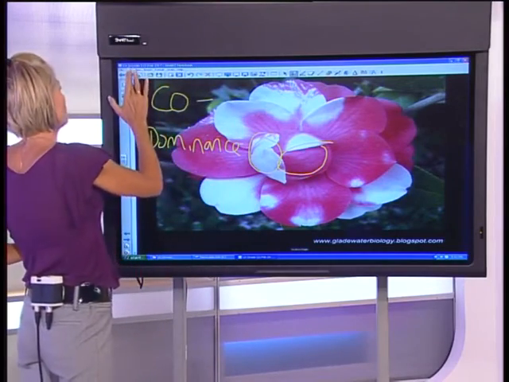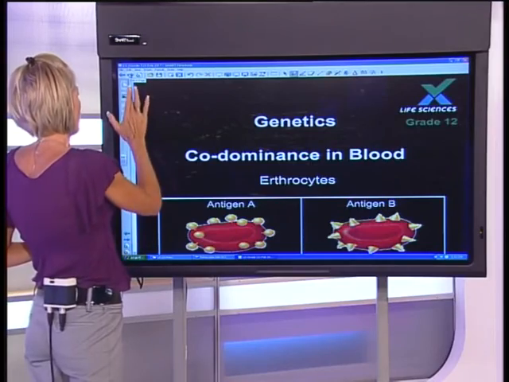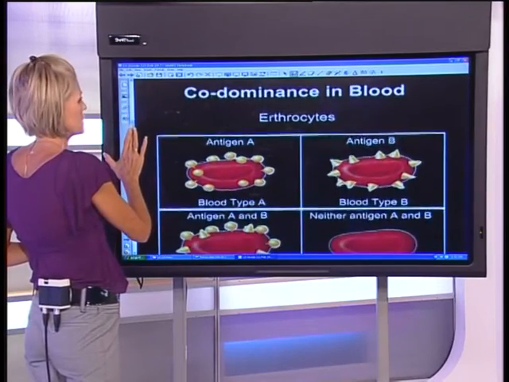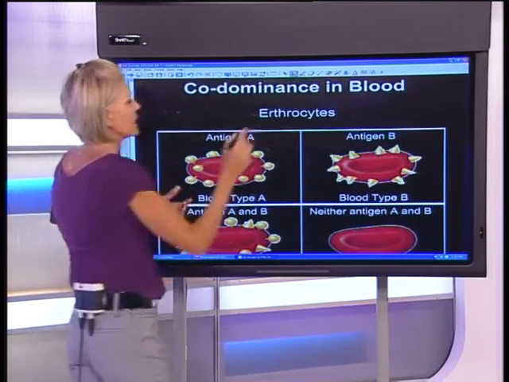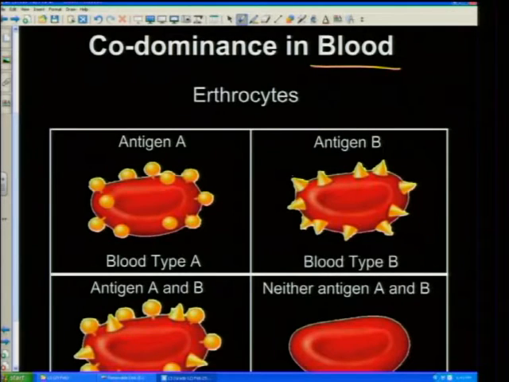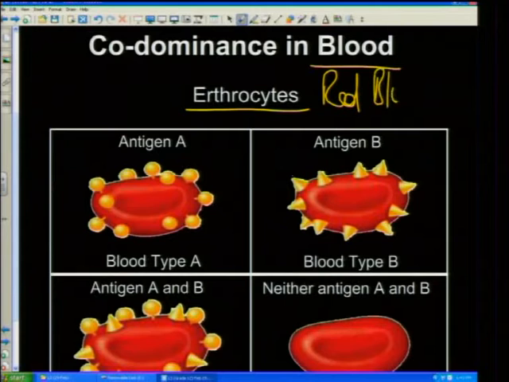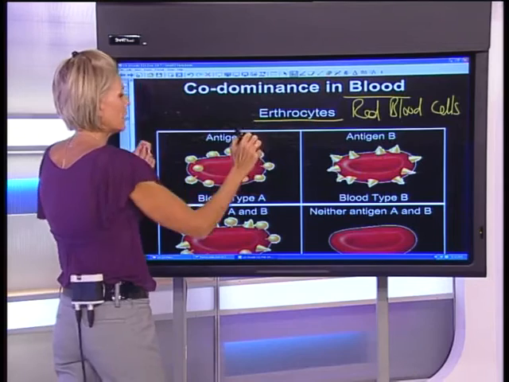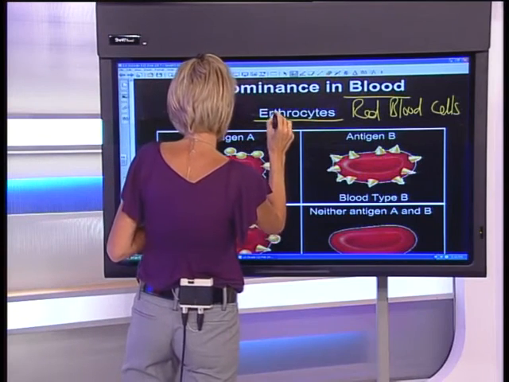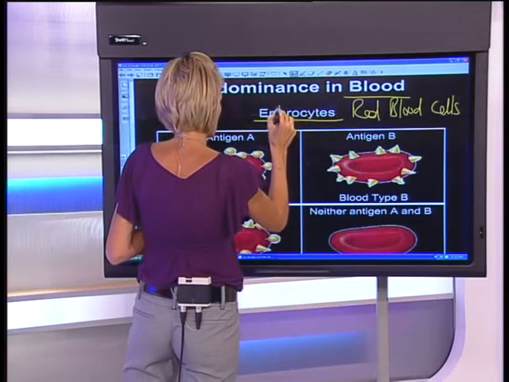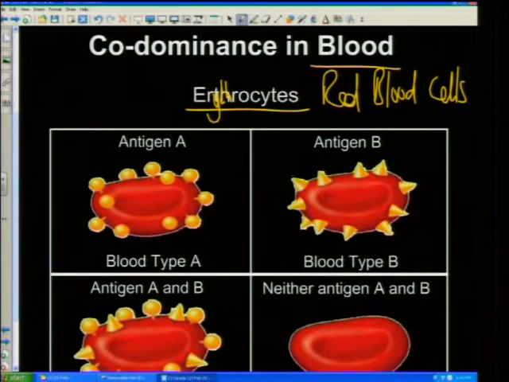Now, the example that you need to know for exam purposes is codominance in blood. Now remember, erythrocytes are your red blood cells. So your erythrocytes, your red blood cells. Now have a look at this.